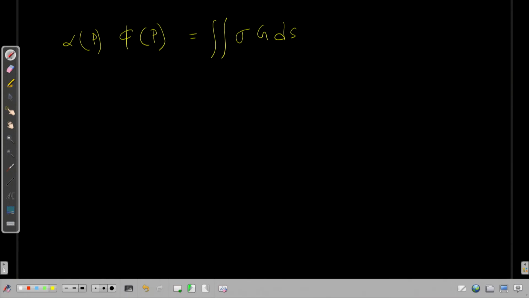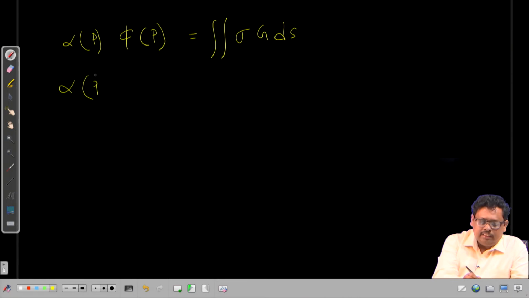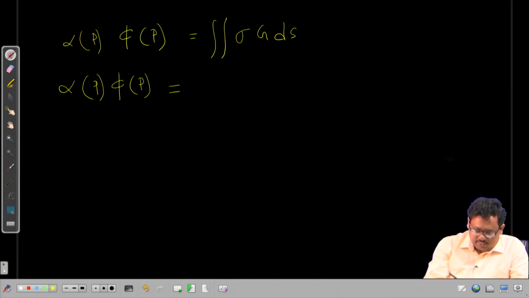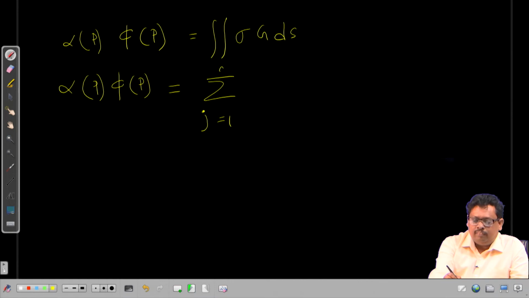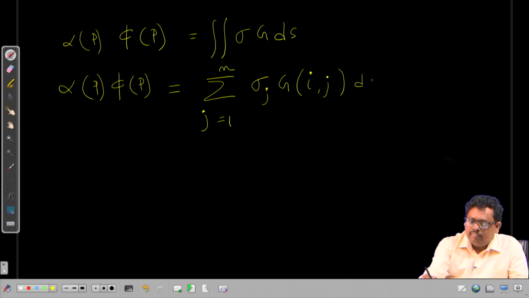So, if you discretize this one, in the lower order panel method what you are getting is alpha p into phi p, and that should be equal to, now if I do the summation, you can take the summation j equal to 1 to the number of panels n, then it is phi j, and if you remember, it is d into I into j into ds. Now, here what I am doing in each panel.